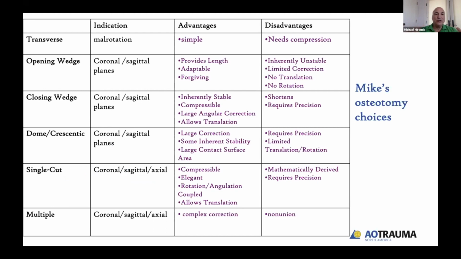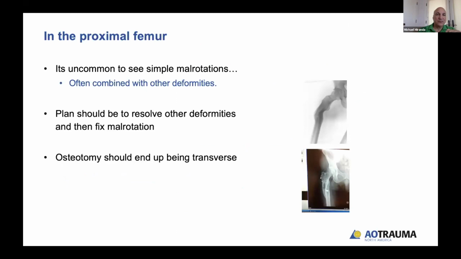And something that I can use to help me decide where I'm going to go and how I'm going to create my correction. So in the proximal femur, it's uncommon to see simple malrotations. They're often combined with other deformities. And the reason why is because the femur is a curved bone. It's not a straight bone. In other words, its mechanical and anatomic axes are different. And so as a result, the deforming forces often cause displacement in other planes, in more than one plane.